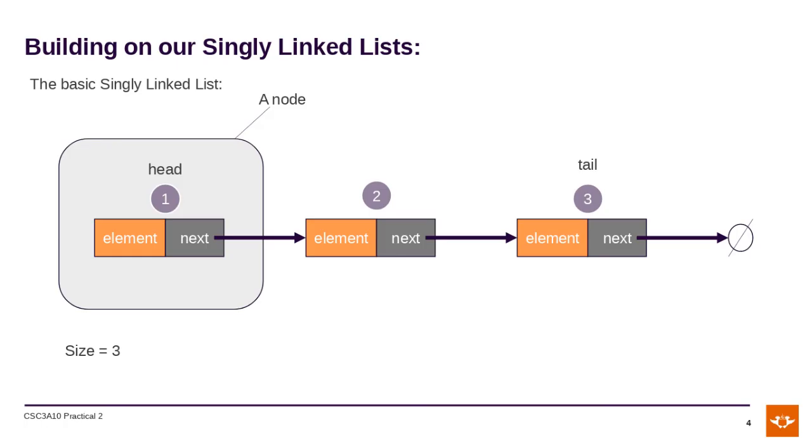All right, let's recall what the singly linked list looks like. We already implemented that in, I think, our second prac. So you have the singly linked list. Each node stores an object that has some element in it, and then a reference to the next node within this list. We have the head and tail, and the tail will point to null, which indicates that we're at the end of our list.